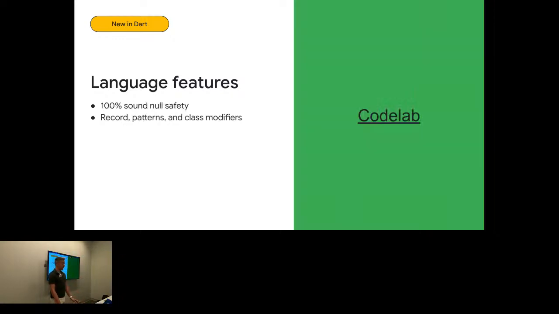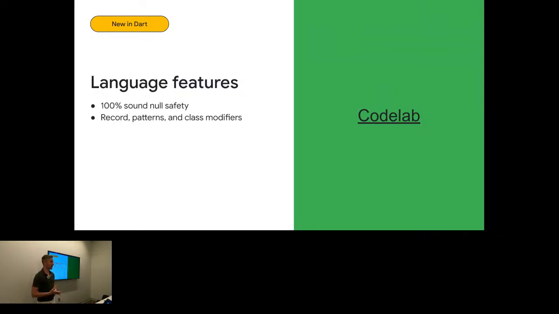And then also, finally, 100% sound null safety. Sometimes 99% is fine, but it does now have 100% null safety out of the box. I don't think you can even disable it now. It's been in preview for a little bit, but I think Dart 3 was like, this is it. We are now forever 100%.